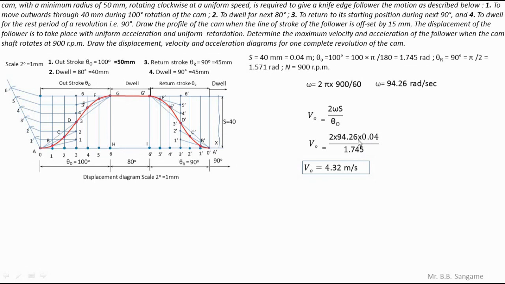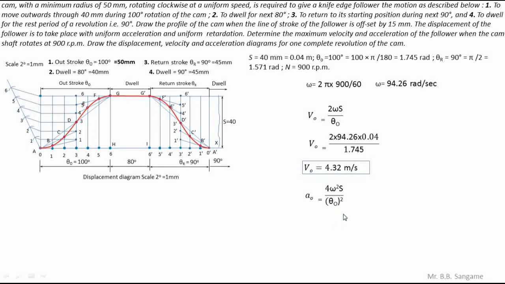Okay. Next is the theta o. Theta o is the angle traced by the cam during outstroke. It is 100 degree, but we are not supposed to take it as it is. We need to convert this in terms of radian. So I have converted it. As per calculation, it is 1.745. So velocity is 4.32 meter per second. Let us calculate acceleration during outstroke.